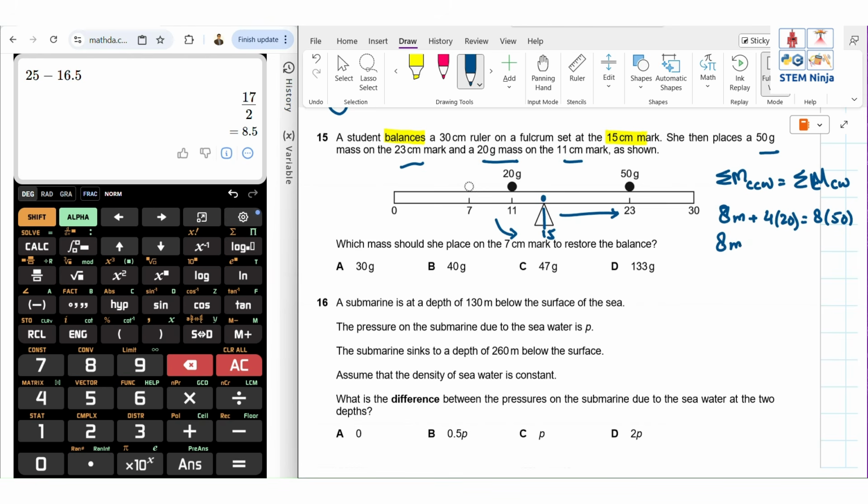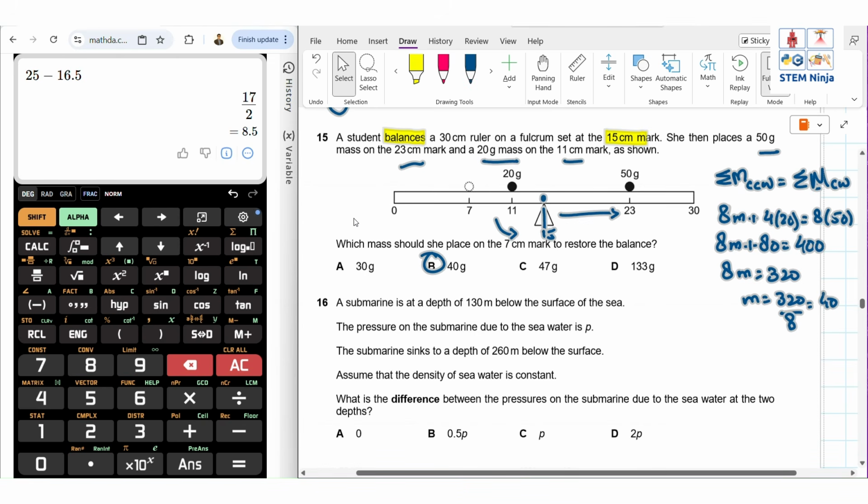So 8 times the missing mass plus 80 is equal to 400. So 400 minus 80 is 320. So 320 divided by 8 would be 40 grams.